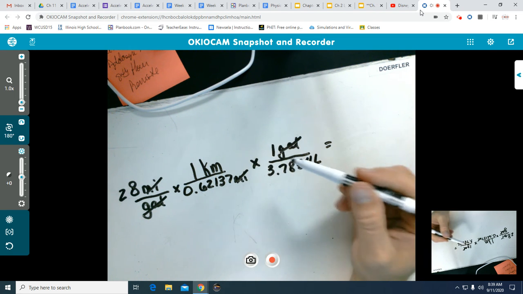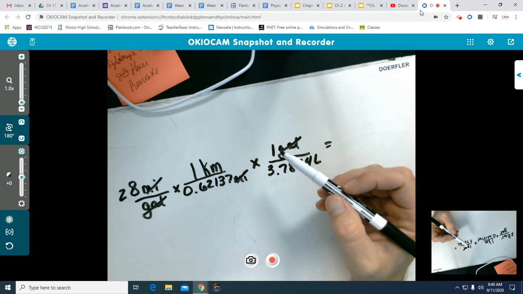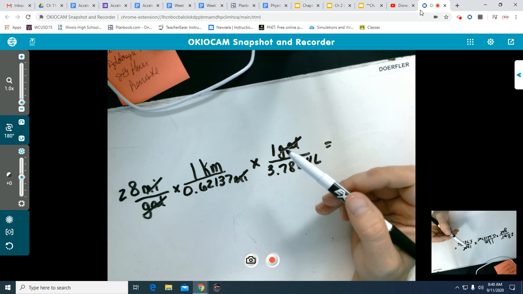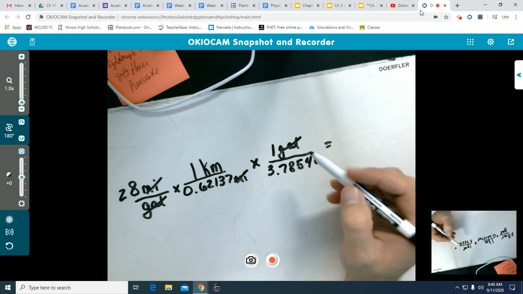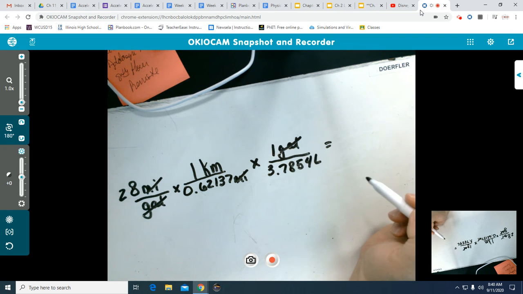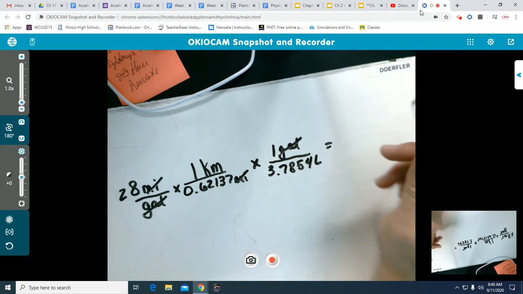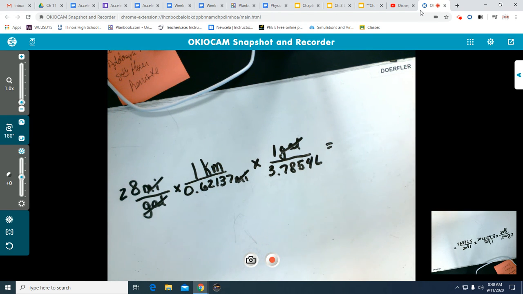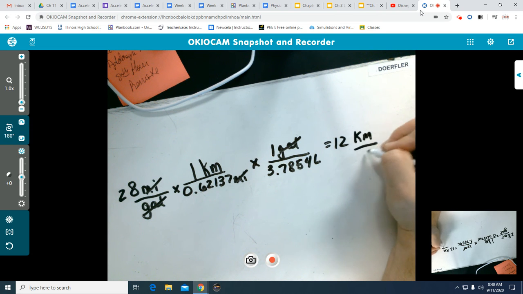Got that? So then you know how you can hit second and then ANS. So you hit your second answer button, and that should bring up your previous answer, or it should say ANS there, and then divide it by 3.7854. You should get something around 12. Yeah, 11.9. So 11.9, which is too many sig figs, so 12. And then our label's going to be kilometers per liter.